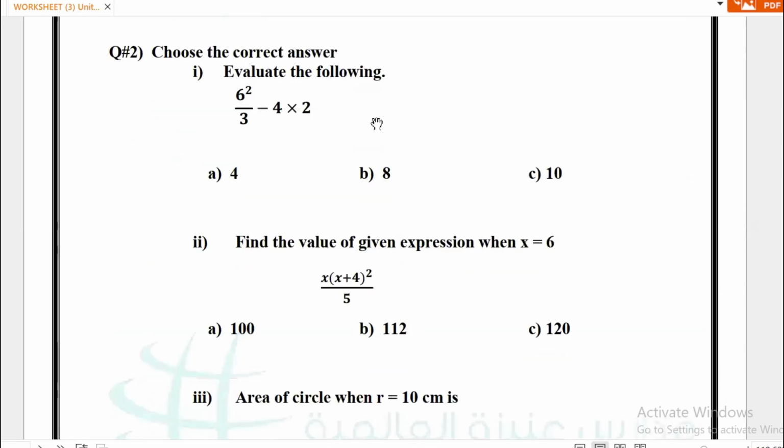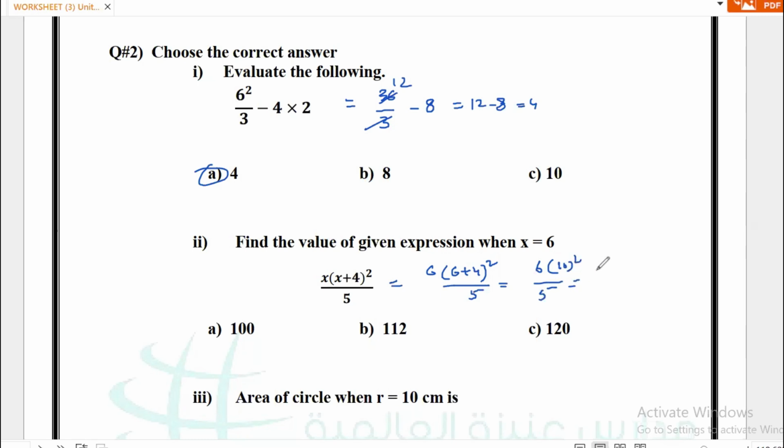So evaluate the following. If we try to figure it out first, which is equal to 36 over 3 minus 4 multiplied by 2, 8. So which means 12 minus 8 gives us 4. So first answer is correct. And if we check this one by substituting, 6 plus 4 whole square over 5. So 6 plus 4, 10. 10 square gives us 100 multiplied by 6, 600 over 5, so 120. 120 is the correct answer.